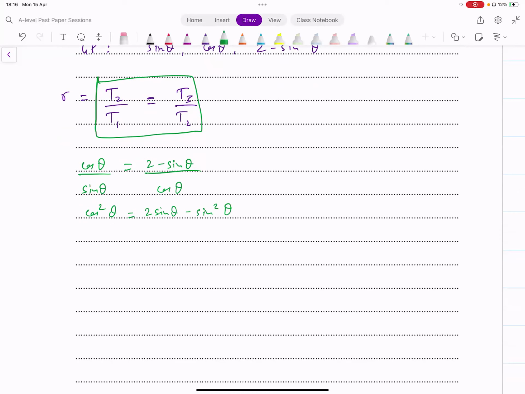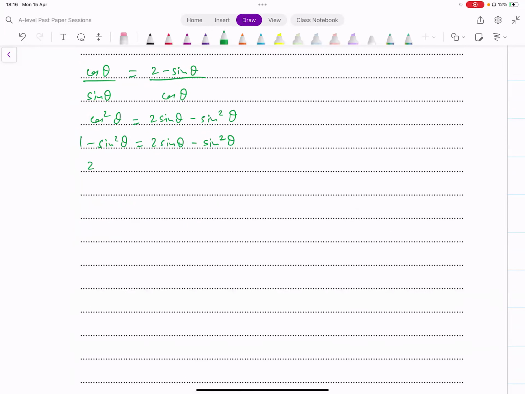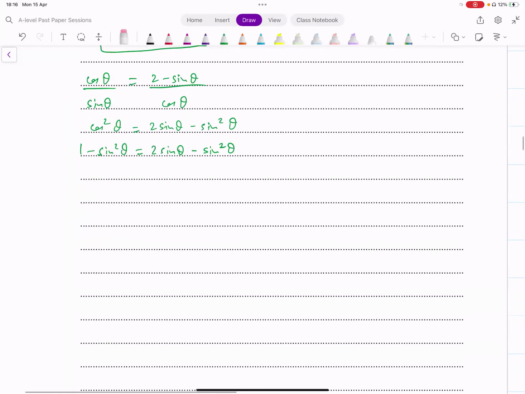Now, the problem is we have two different functions. We have sine here and we have cos here. We need to convert it to one single function. What we can do is write cos square as 1 minus sine square. So it becomes 1 minus sine square theta equal to 2 sine theta minus sine square theta. Now take everything to one side, and in fact, sine square gets cancelled. When this goes to the other side, sine square theta minus sine square theta will get cancelled. And you're just going to be left with 1 equal to 2 sine theta, and sine of theta equals 1/2.